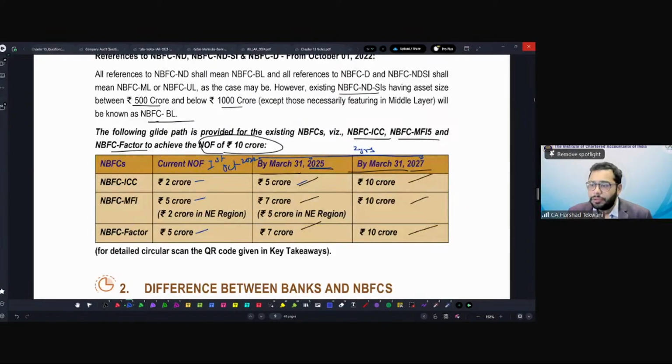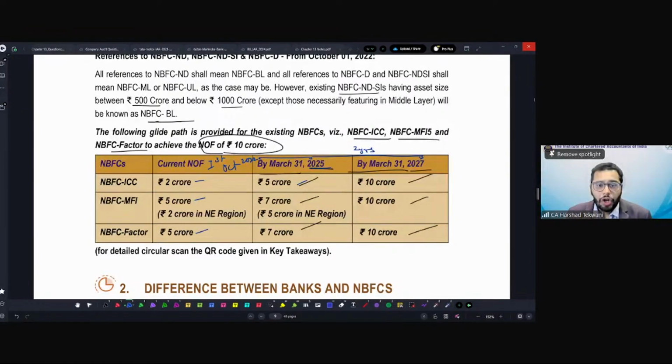Sir, that requirement was that financial assets should be 50% of total assets, and out of that financial asset, the income generated should also be 50% of the total income of the NBFC. Yes. Very good. Absolutely correct.